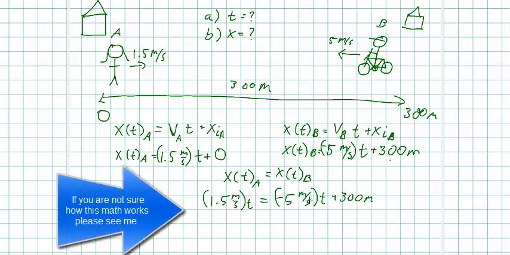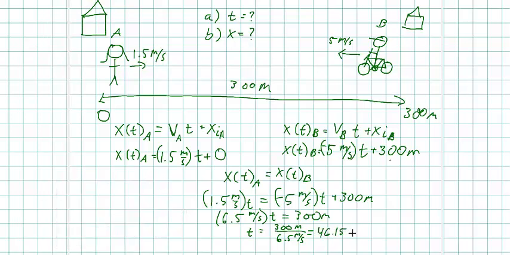Now we do some algebra, and this comes out to roughly 46.15 seconds. Alright, and now that we have the time it takes, we would just take this and plug it back into either of these equations. I'm going to plug it into Abby's because it's the easiest. You don't need to include that many decimals in your problem. But there you have it.